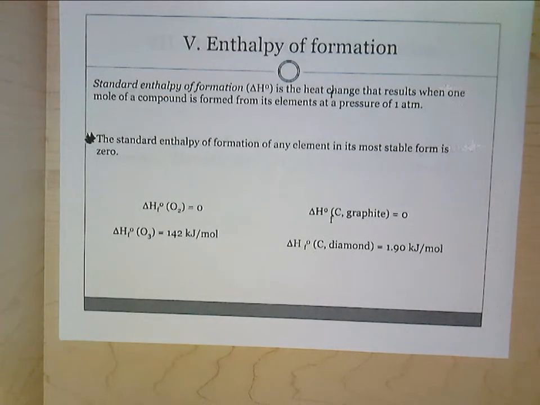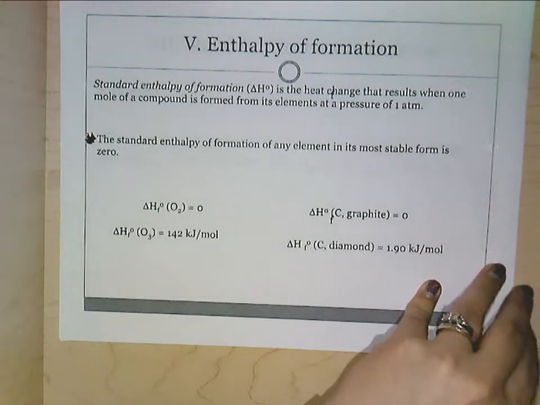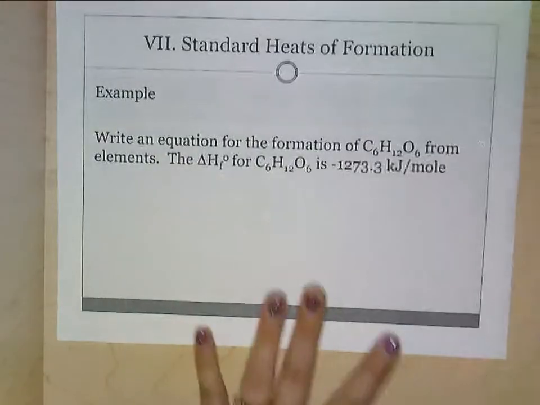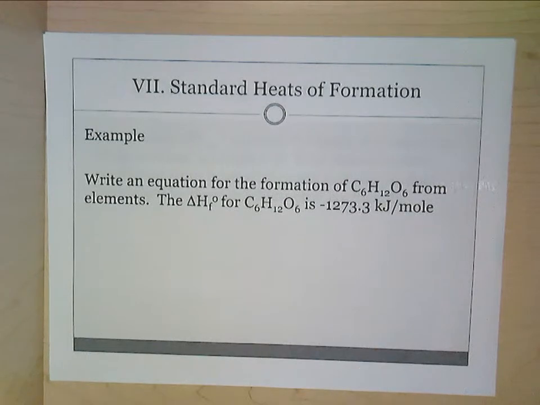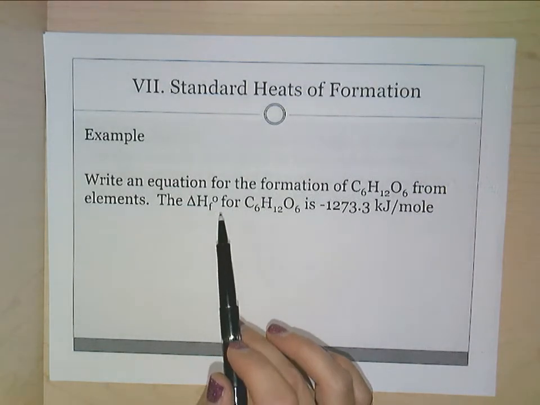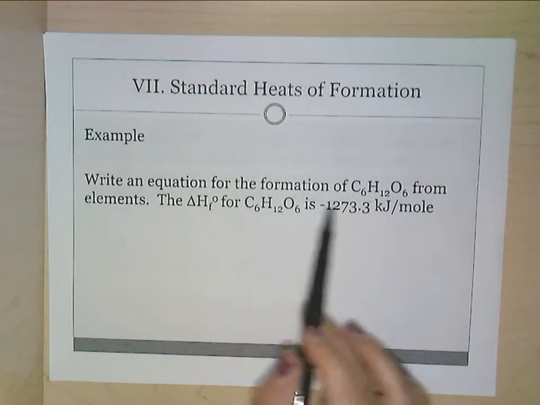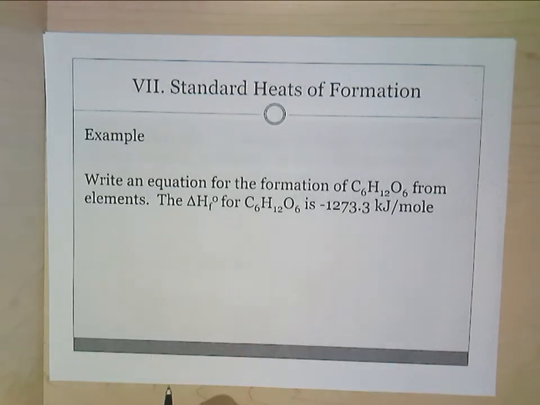So, how we use enthalpies of formation. Is in this kind of way. So I think this is also from Mastering Tonight. Write an equation for the formation of glucose from its elements. We know the heat of formation is negative 1,273.3 kilojoules. This piece of information is not super relevant, so I don't know why they threw it in there on Mastering. They just really want you to write an equation that uses the elements in their standard state.